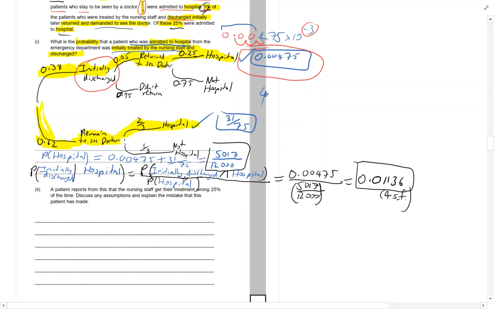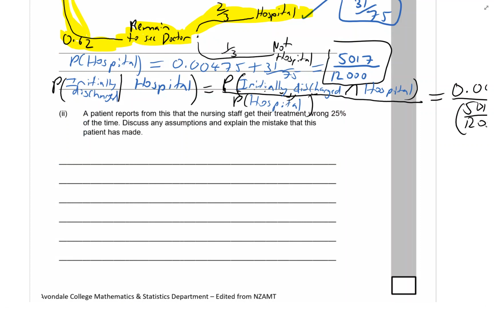Part 2. A patient reports from this that the nursing staff get their treatment wrong 25% of the time. Discuss any assumptions and explain the mistake that this patient has made.